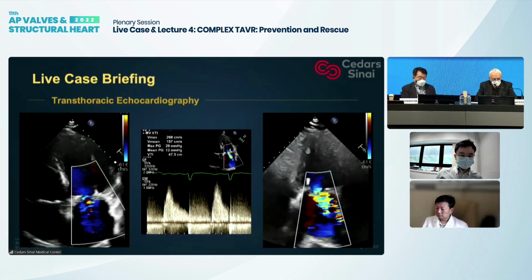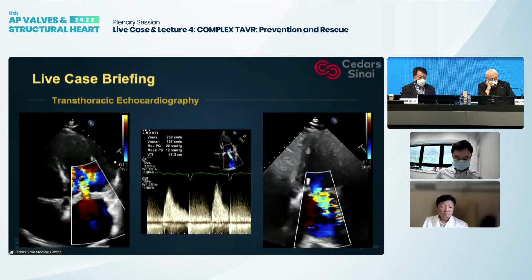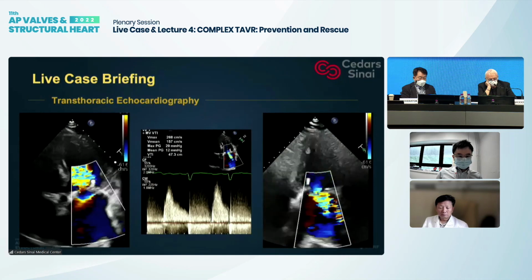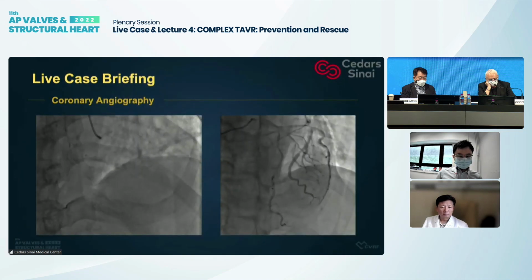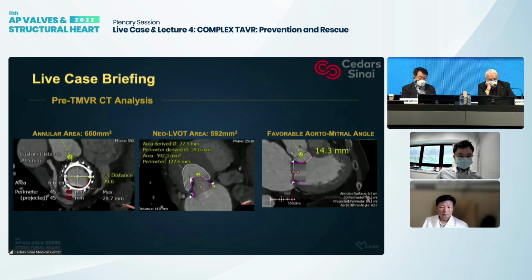Next slide. This was his transthoracic echo, which we did following his heart failure symptoms, and that shows significant mitral regurgitation of the bioprosthetic valve together with a mean gradient of 12 millimeters of mercury. Next slide. His angiogram demonstrated that his coronary arteries were unobstructed.